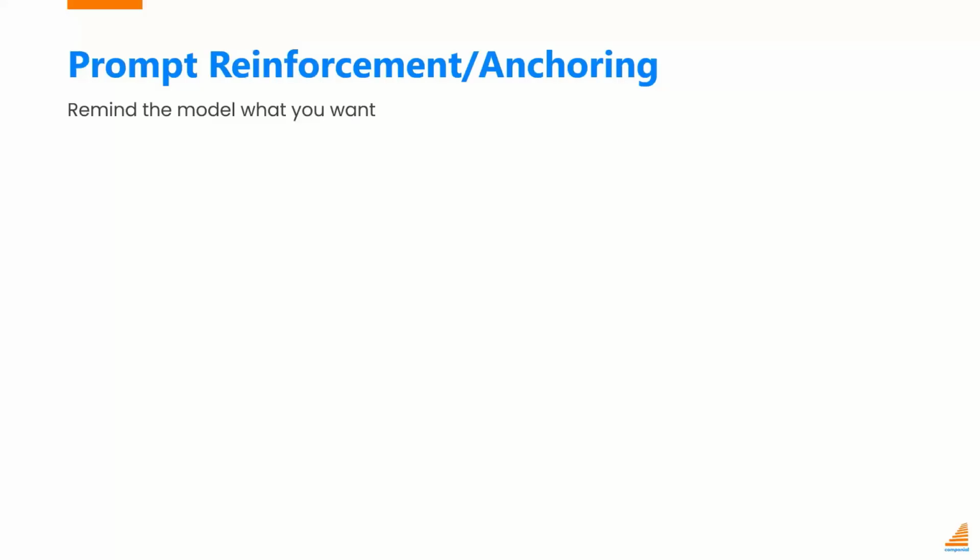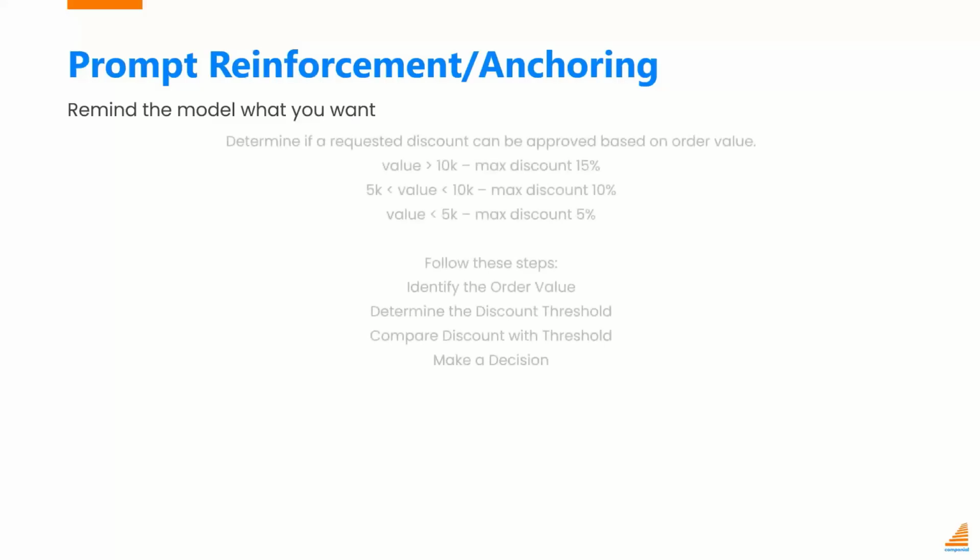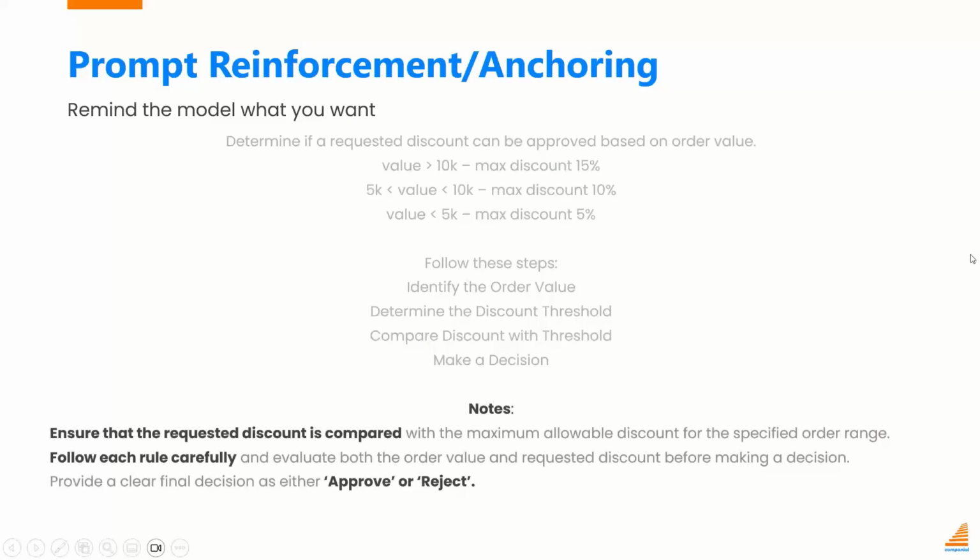And the same applies to prompting techniques and prompts. With prompt reinforcements, we're trying to remind the model what we want. So with our previous example, we have our matrix for the value and discounts. We have our steps, but at the very end, we're also going to include a section with notes where we're going to remind the model what we want: ensure that the requested discount is compared, follow each rule carefully, and then provide a clear final decision as either approve or reject. And the same would apply to the junior developer. We give them examples, we give them steps, but if at the very end, we also tell them, hey, here are the key parts that you should pay attention to, they are going to be more successful developing that requirement.